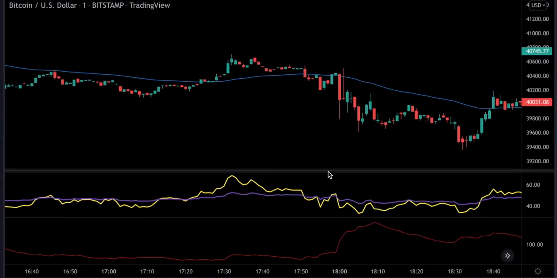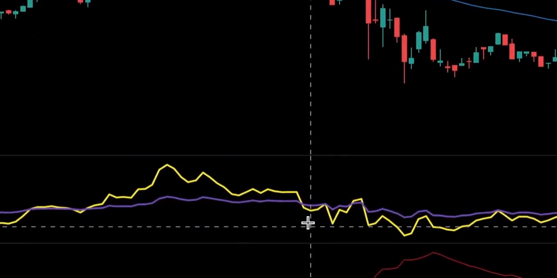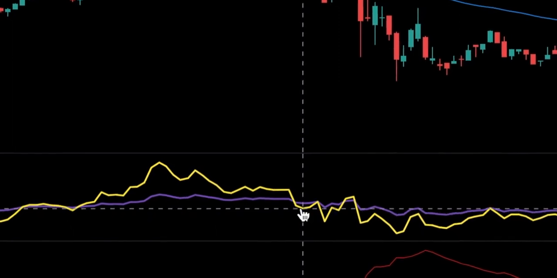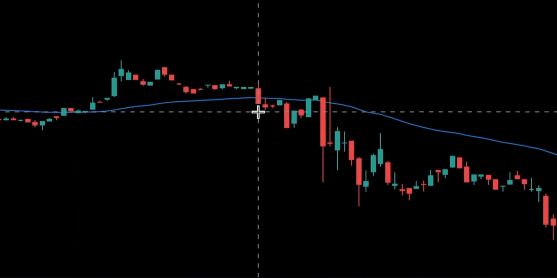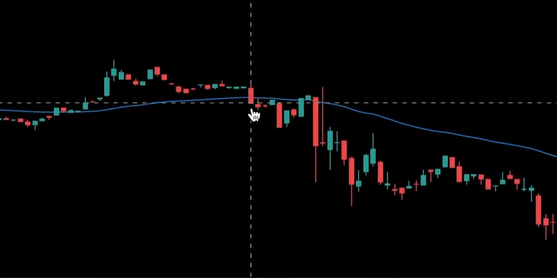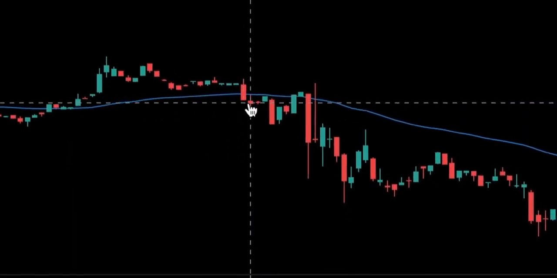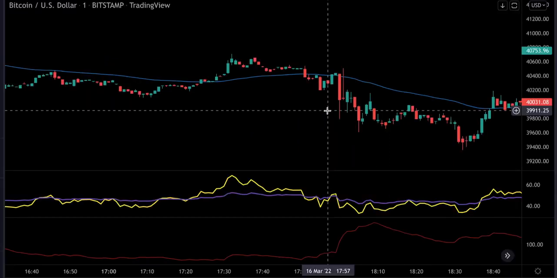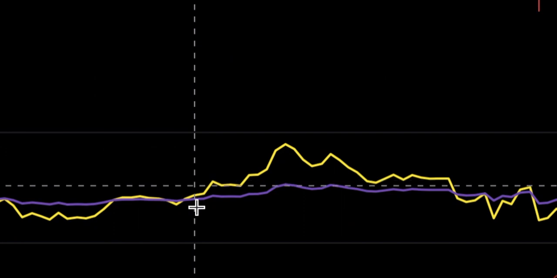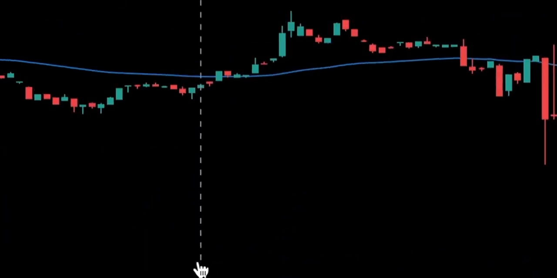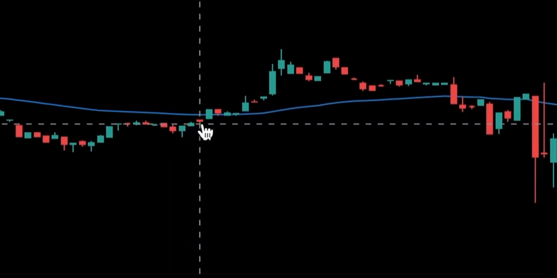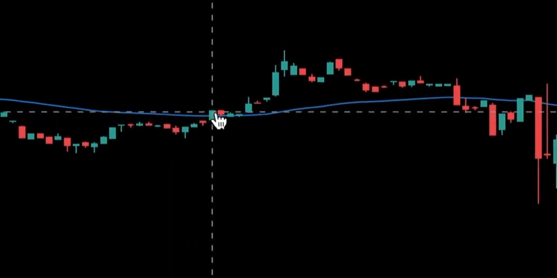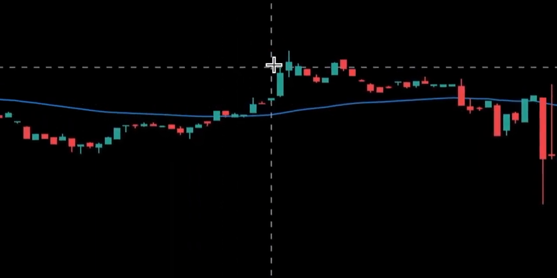So we're only going to enter a short trade when these lines cross each other and the purple line is above the yellow line. Also, the price has to be below the moving average. So this is a signal to enter a short position. The same rules apply when entering a long trade, but for example, we have a signal from our indicator to go long right here, but the price is still sitting below the moving average. So what we need to do is wait until the price crosses and closes above the moving average, so we take a long position.